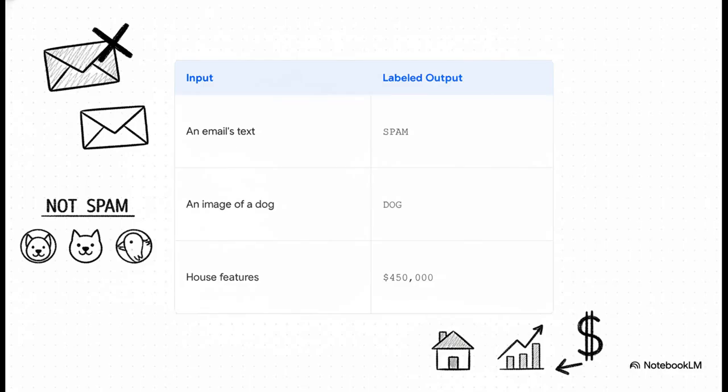And here are some real-world examples of those flashcards. The model gets fed the text of an email and it's labeled spam. It sees an image of a dog and it's labeled dog. It analyzes all the features of a house, and it's paired with its final selling price. It just keeps going, over and over again, until it learns the invisible rules that connect the two columns.